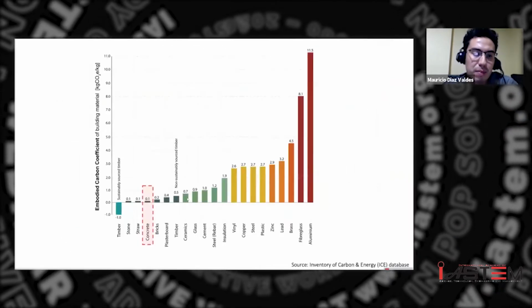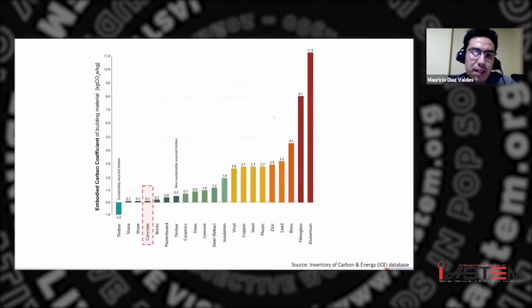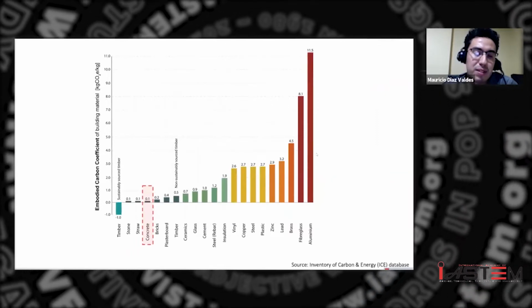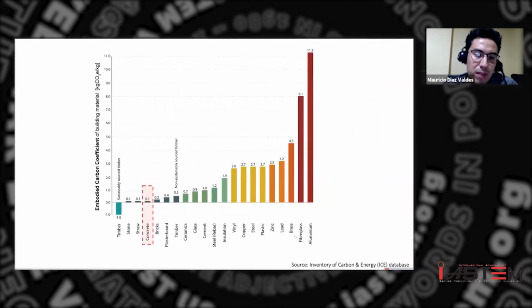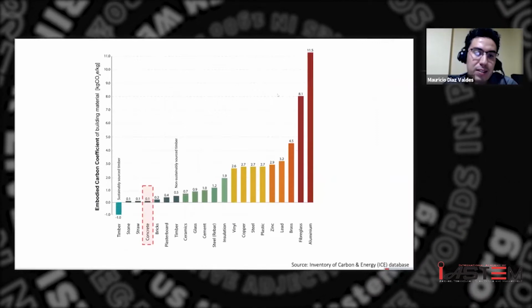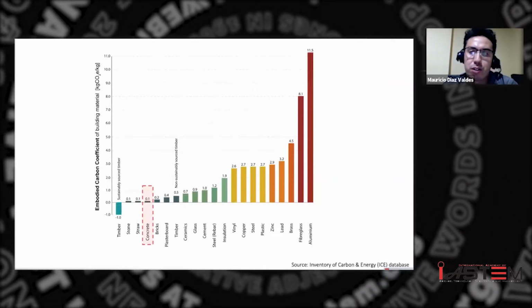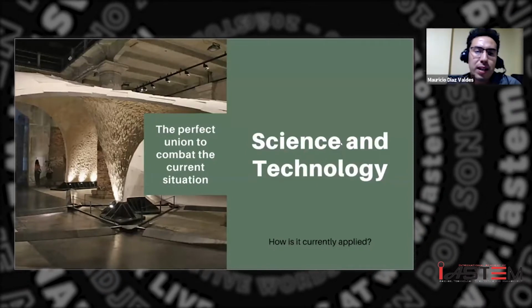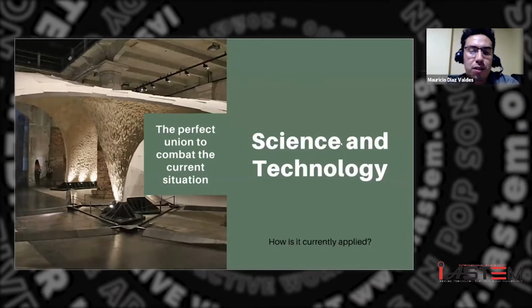This is a chart about how the materials are producing this CO2 emission, and we can see the aluminum, fiberglass, zinc, all of which are materials for construction. And this is the important thing, how we can introduce science and technology to architecture.